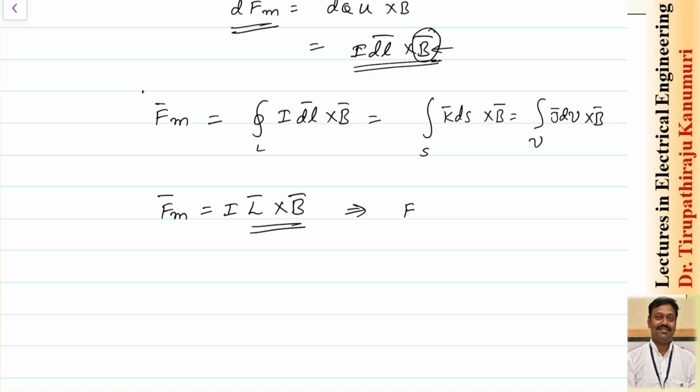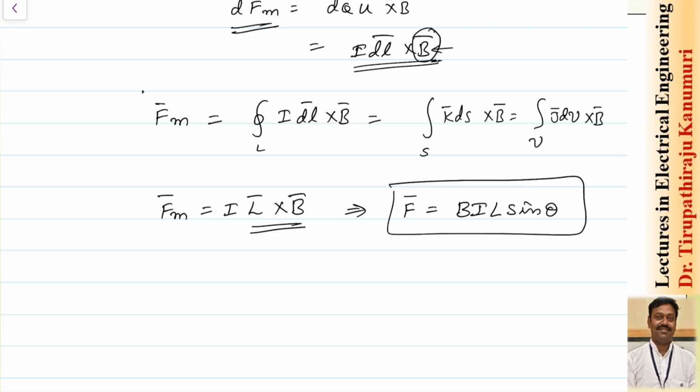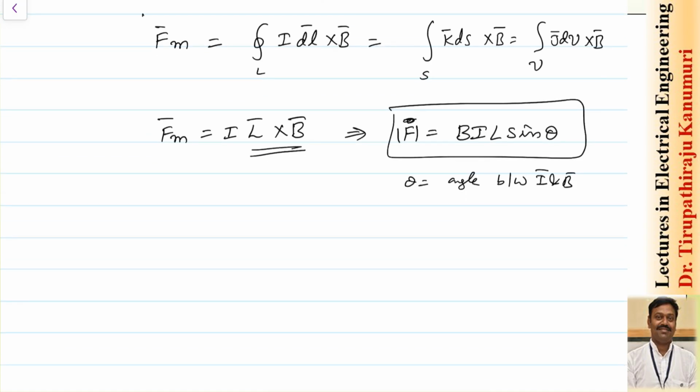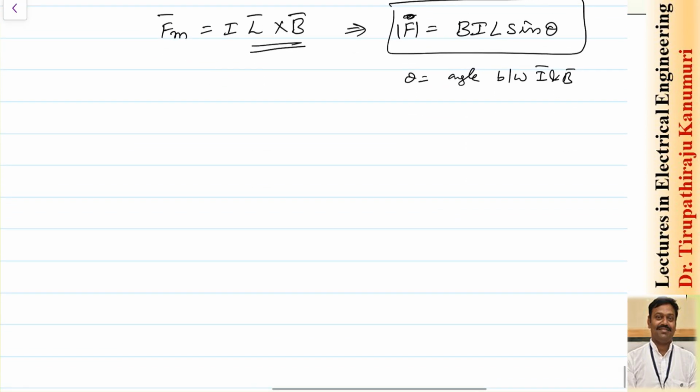So I can write that the force that is experienced will be equal to B into I into L into sin theta, where these are the magnitudes, please remember this one. So this theta is the angle between I and B, the current and the flux density vector. So based on the angle between them, accordingly the force will be exerted on the current carrying element. So let us take one example so that this will be much clearer to you. I am taking one example.